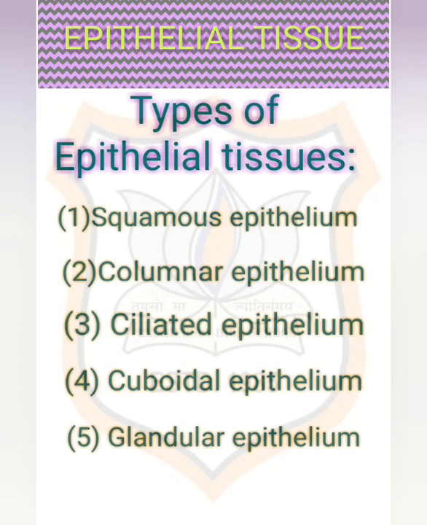The skin, the lining of the mouth, the lining of blood vessels, lung alveoli, and kidney tubules are all made up of epithelial tissues. Epithelial tissue cells are tightly packed and form a continuous sheet. They have only a small amount of cementing material between them and almost no intercellular spaces.